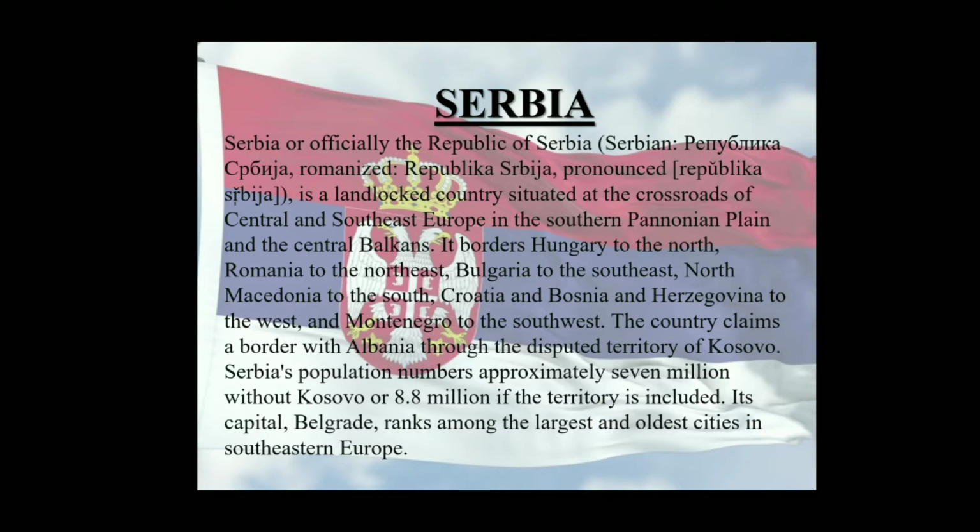It borders Hungary to the north, Romania to the northeast, Bulgaria to the southeast, North Macedonia to the south, Croatia and Bosnia and Herzegovina to the west, and Montenegro to the southwest. The country claims a border with Albania through the disputed territory of Kosovo.